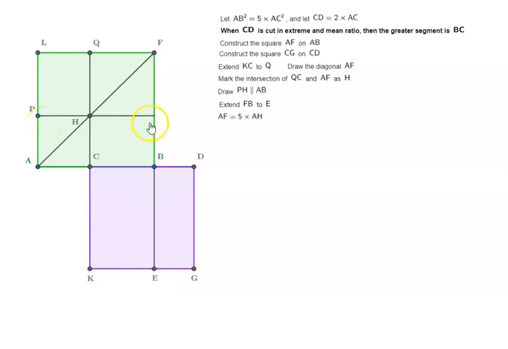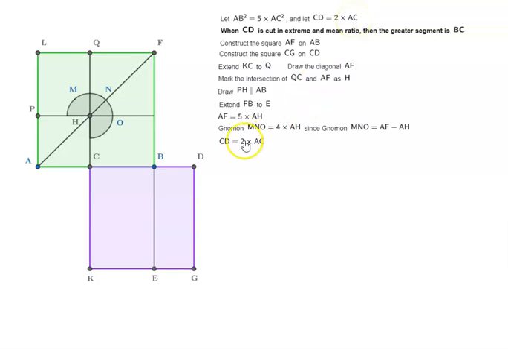Now, AF is equal to 5 times AH. How? Because the square on AB is nothing but AF, and the square on AC is AH. We have AF equal to 5 times AH. That means the gnomon MNO, so let me draw the MNO, gnomon MNO is equal to 4 times AH, since gnomon MNO is AF minus AH.